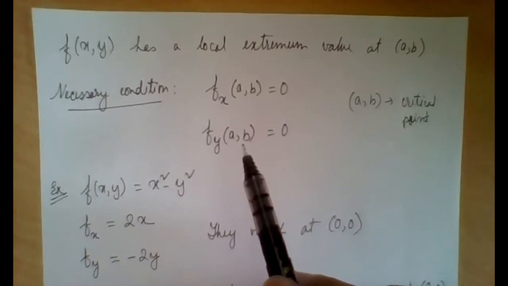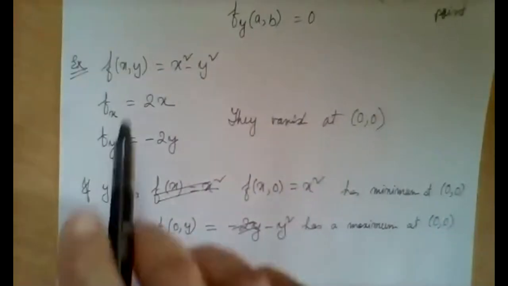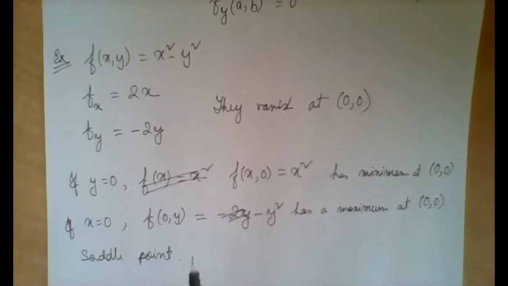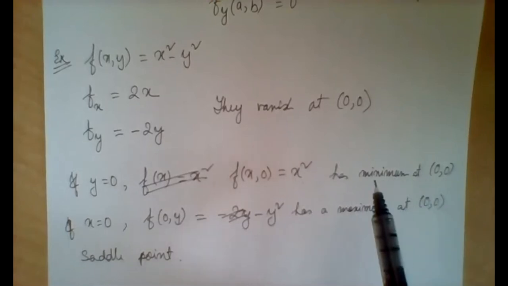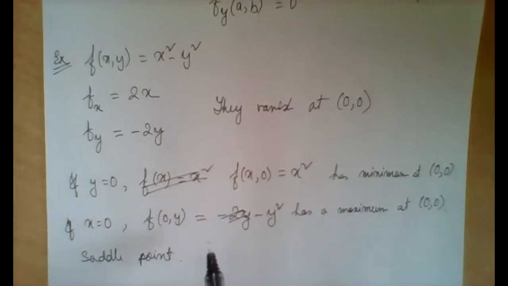In this particular example we have seen that when we move along the x-axis, the critical point, which is the origin, the function has a minimum. But when we move along the y-axis at the critical point, the function has a maximum.